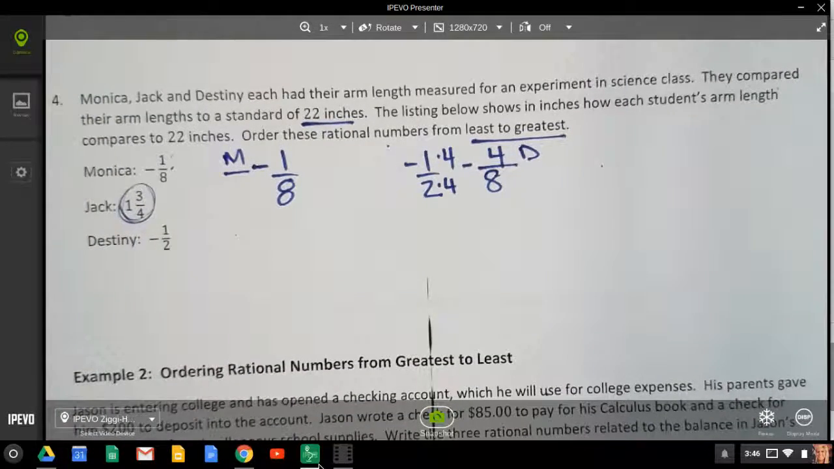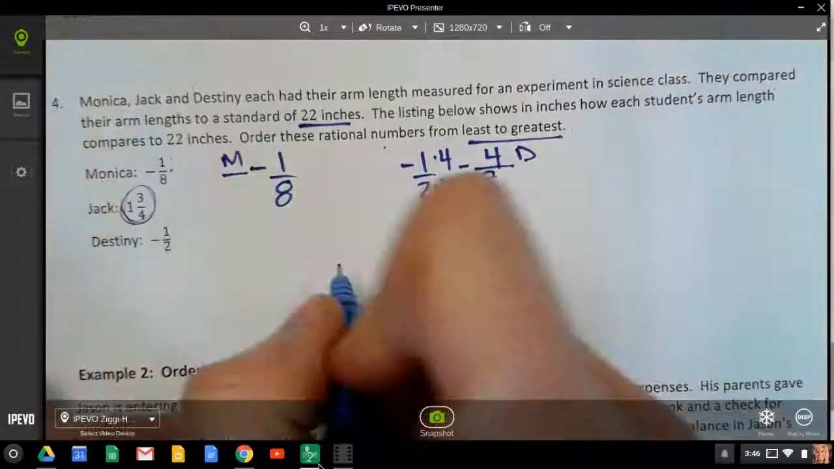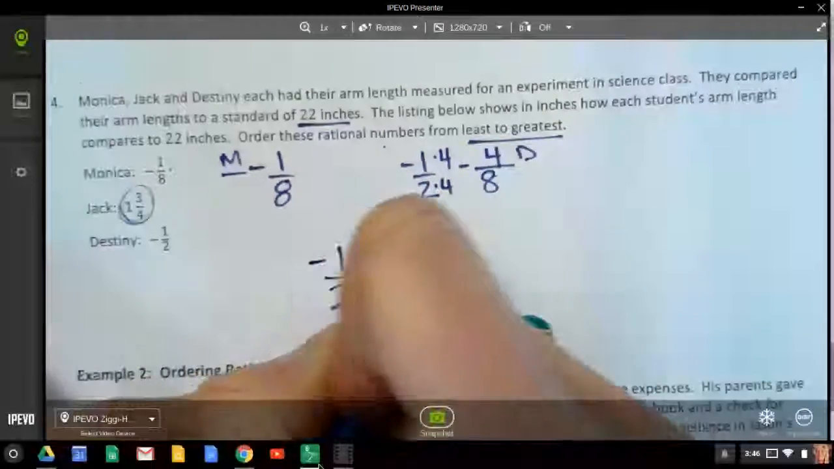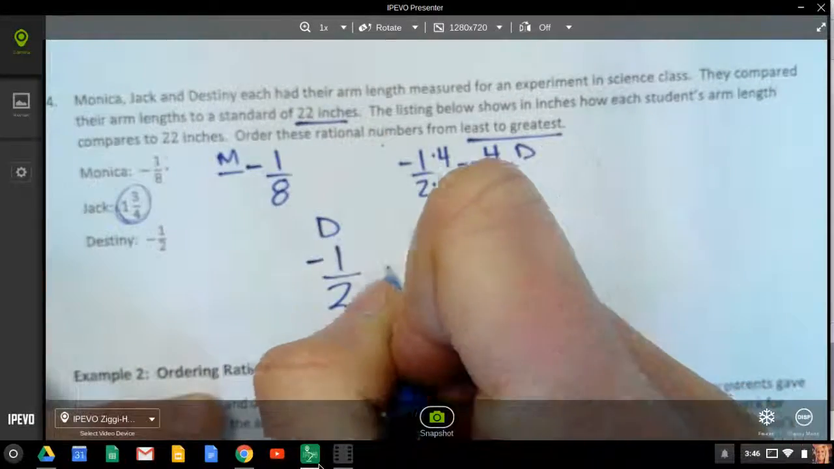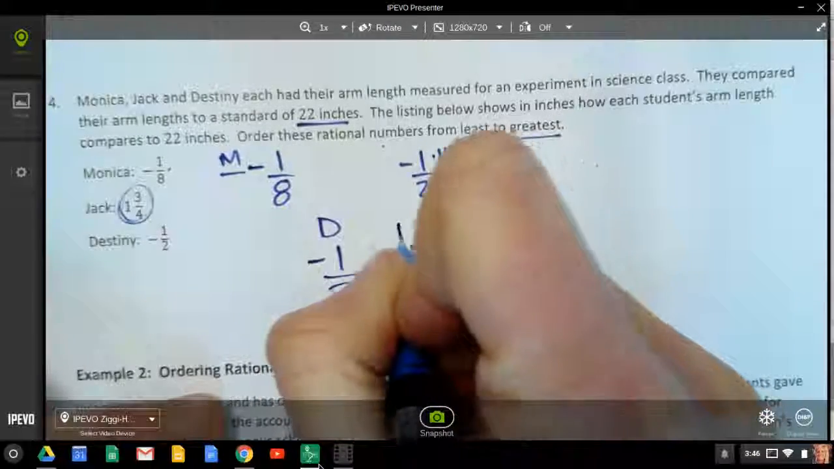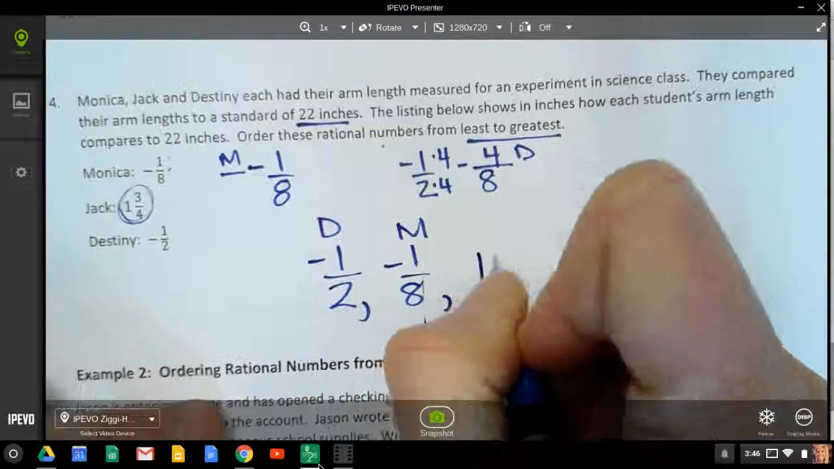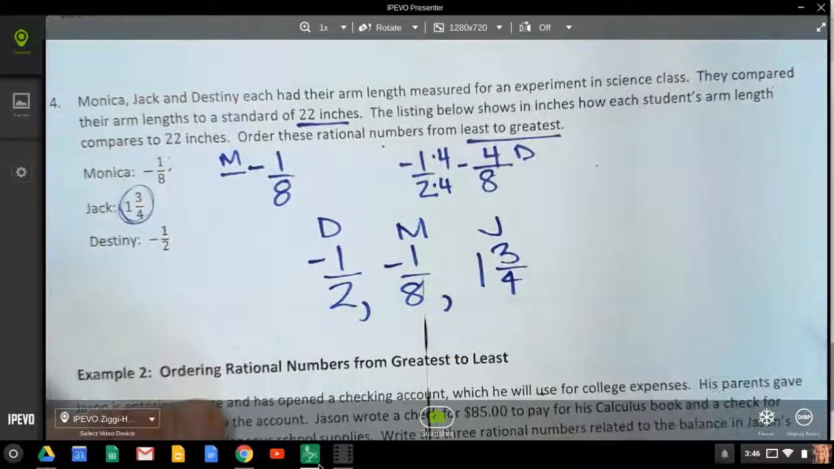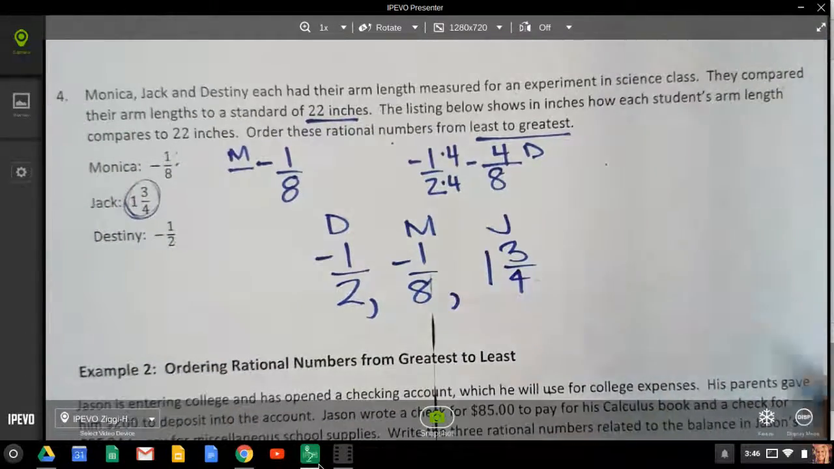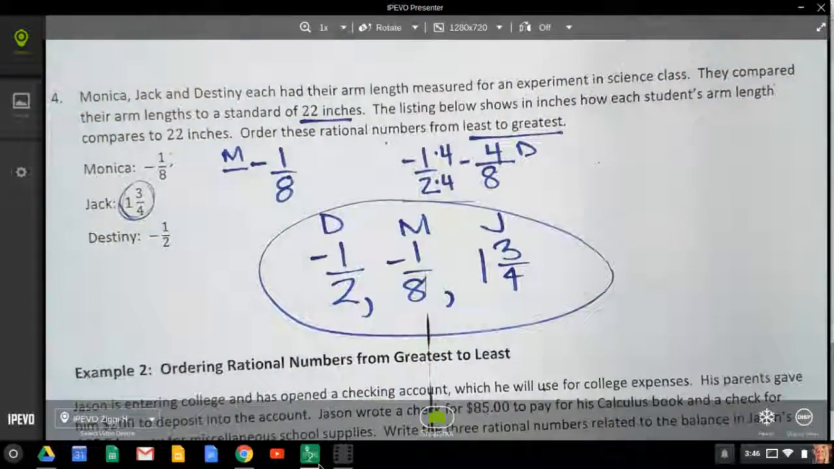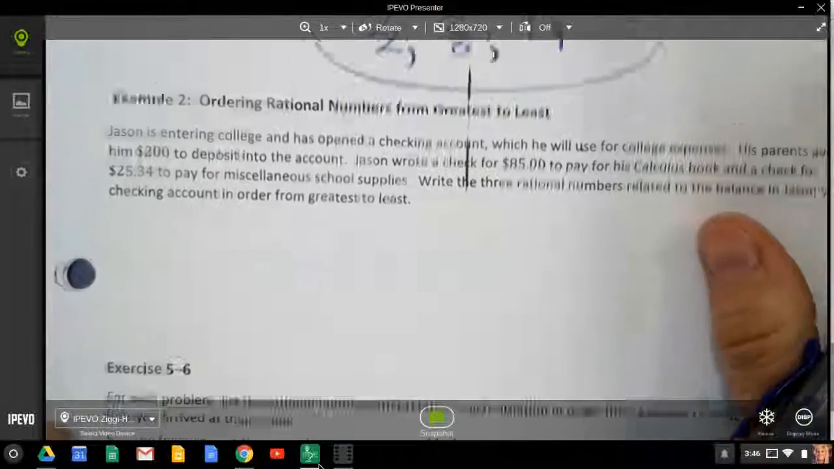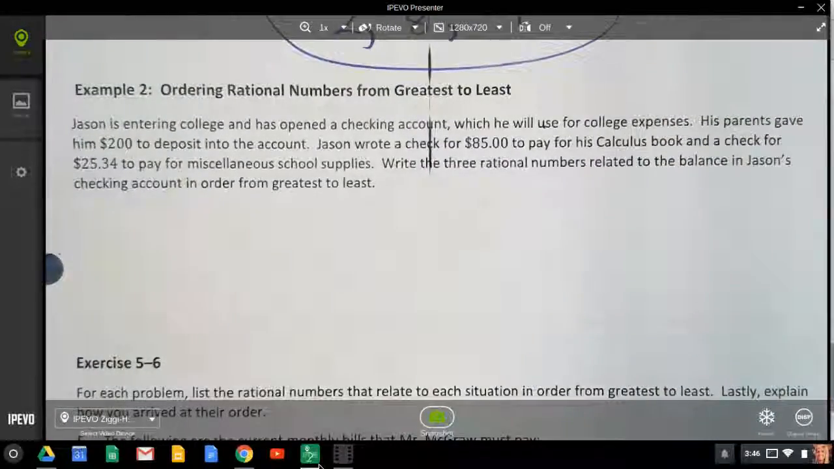So which would be the farthest least? That would be Destiny, negative 1/2. Then we would have Monica at negative 1/8. And obviously Jack is our only positive, so he would be our biggest amount. So that is our order from least to greatest for that one. Now we will go to example 2 and order from greatest to least.